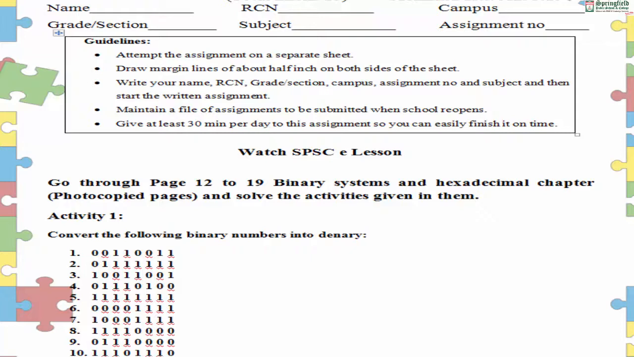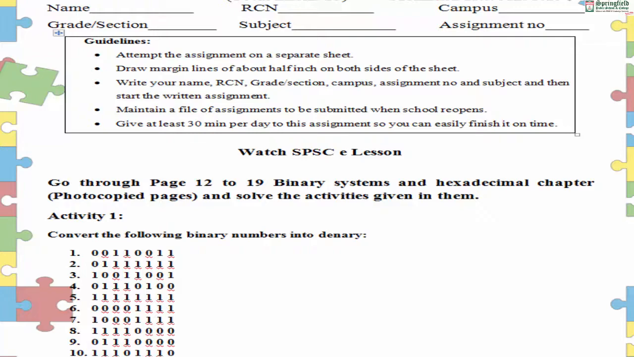There are some guidelines which you need to follow before starting your assignment. Attempt the assignment on a separate sheet. Draw the margin lines of about ½ inch on both sides of the sheet. Write your name, RCN, grade, section, campus, assignment number and subject, and then start the written assignment. Maintain a file of assignment to be submitted when school reopens, and give at least 30 minutes per day to the assignment so you can easily finish it on time.